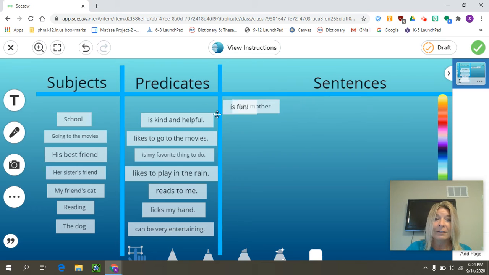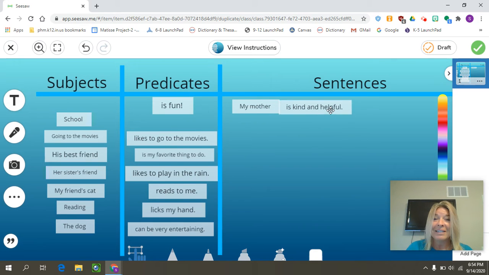It's a complete thought. I could even say, my mother, oops, Miss Richards having a hard time grabbing it. My mother is kind and helpful. That's a complete sentence. But I need both parts for it to make sense. I like this one. My mother is kind and helpful. I think that's a complete sentence. I'm going to leave it. I'm not going to worry about doing them all. There might be another one down there that's even better, but I like this one for right now. Ready to try another one?